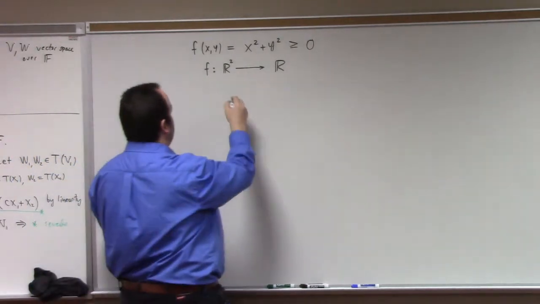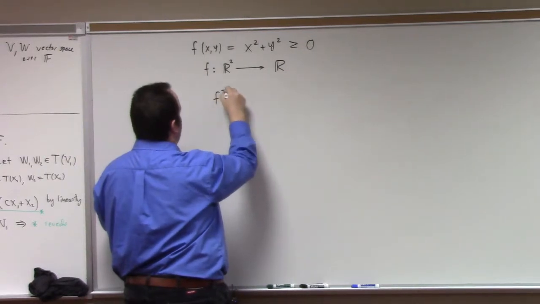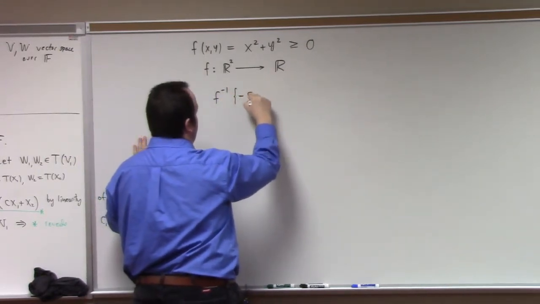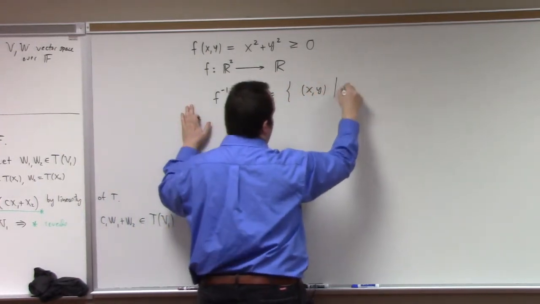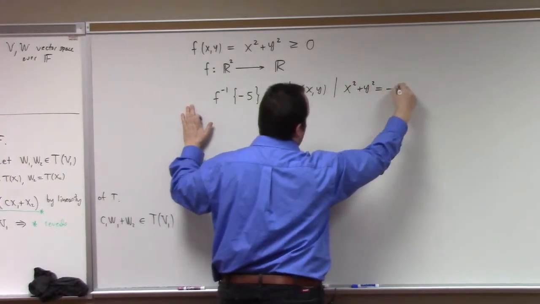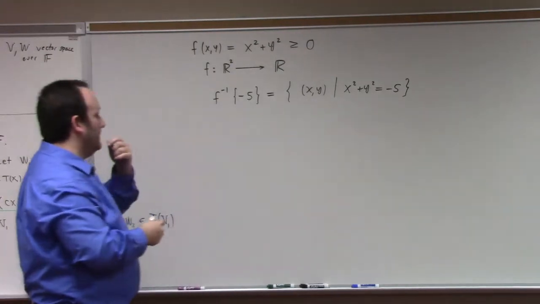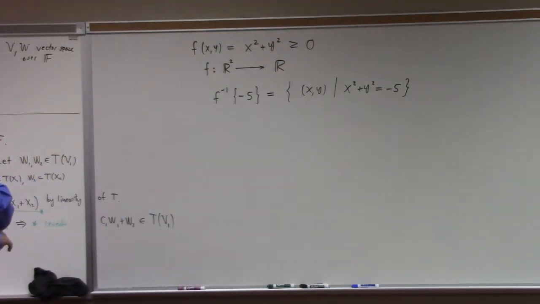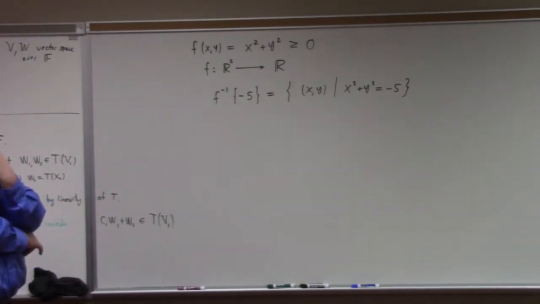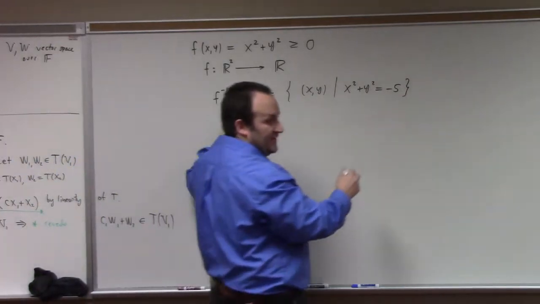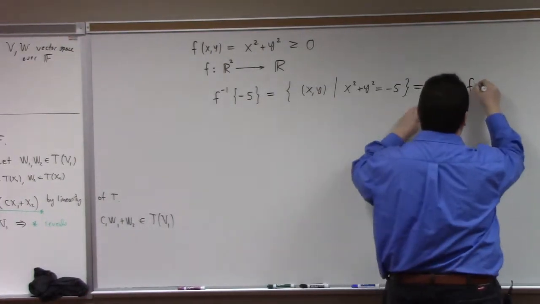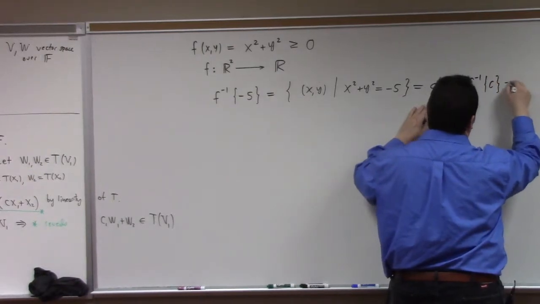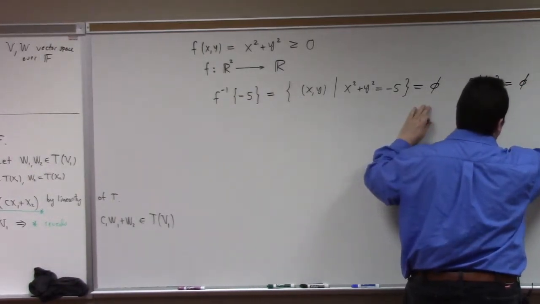So if we look at, okay, what's the inverse image of, say, minus 5? By definition, that is x comma y such that what? x squared plus y squared equals minus 5. What's the solution set then? What x and y solve that equation? Yeah, nothing, right? So the inverse image of minus 5 here is just the empty set. In fact, if you take any negative real number c, the inverse image is the empty set for c less than 0.